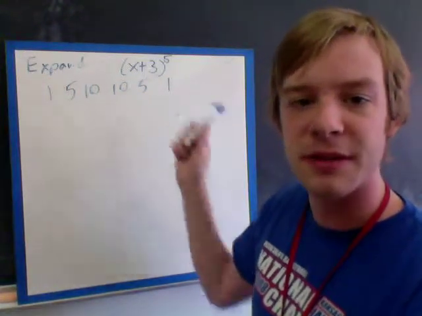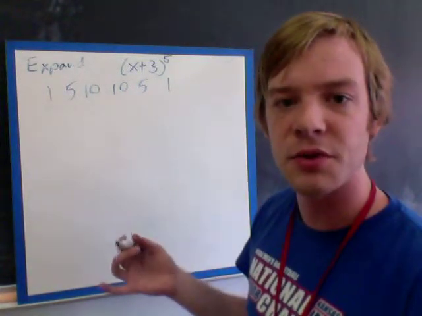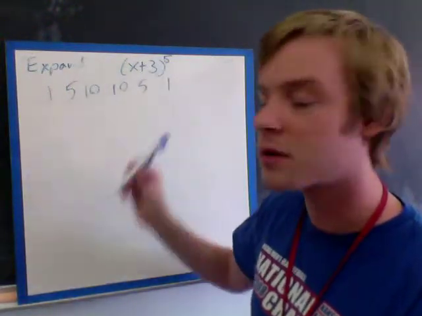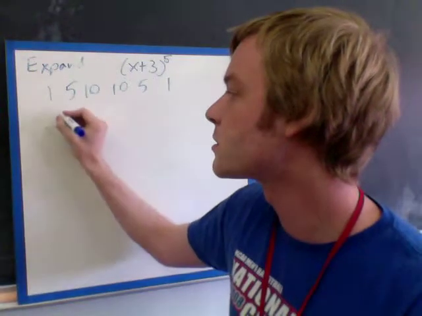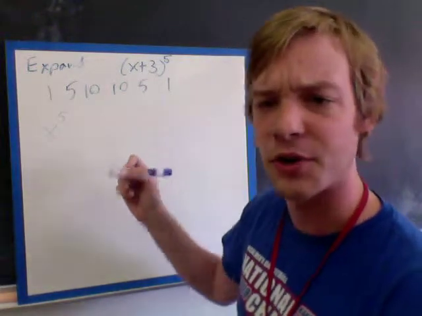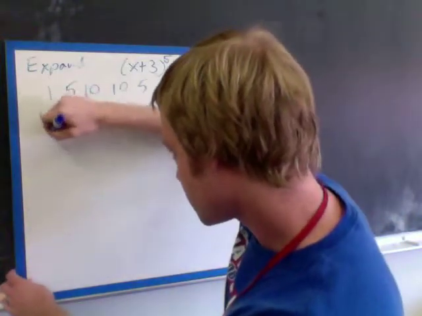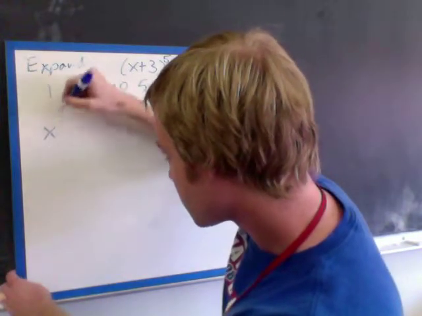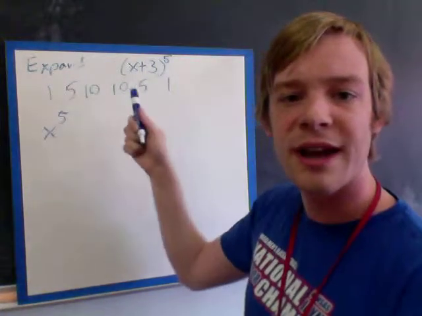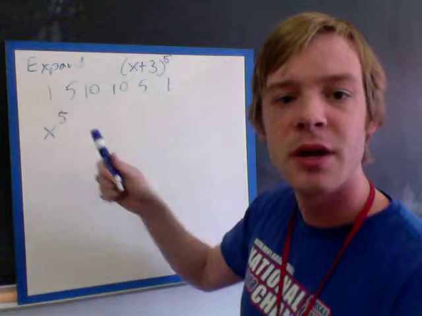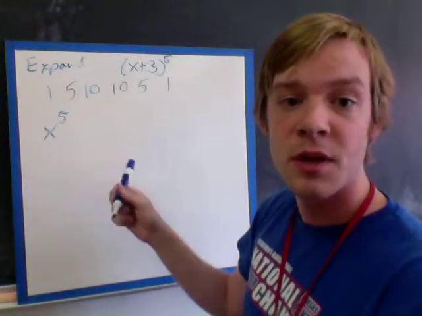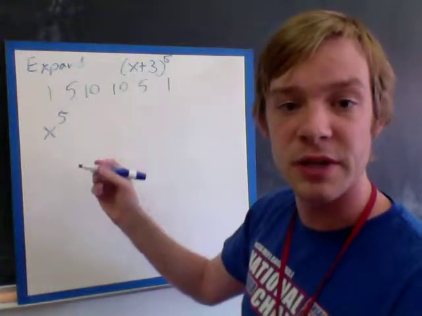I'm asked to expand this here, and so what I need to do is start with whatever I have first, raised to the highest power. So that's going to be x raised to the 5th power. So I just have whatever I have first raised to the highest power. That's got a coefficient of 1 right here, so I don't need to write it. So then I'm just going to go down the line. I'm going to have a plus sign.